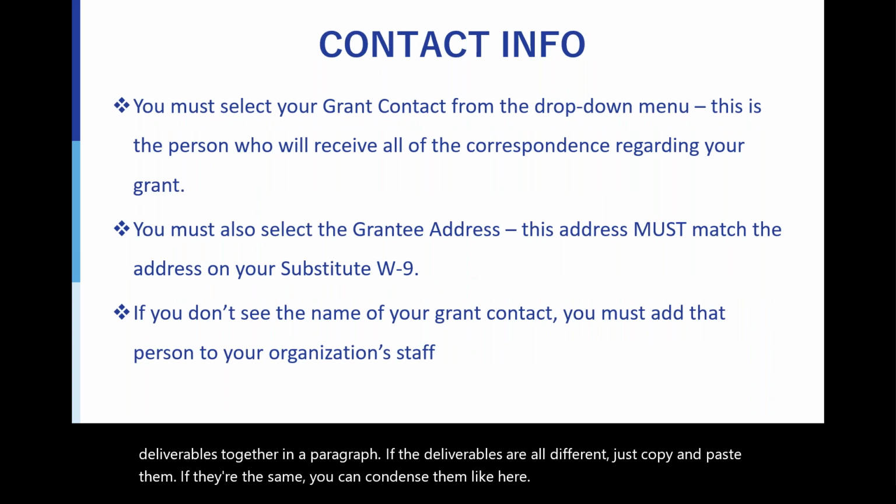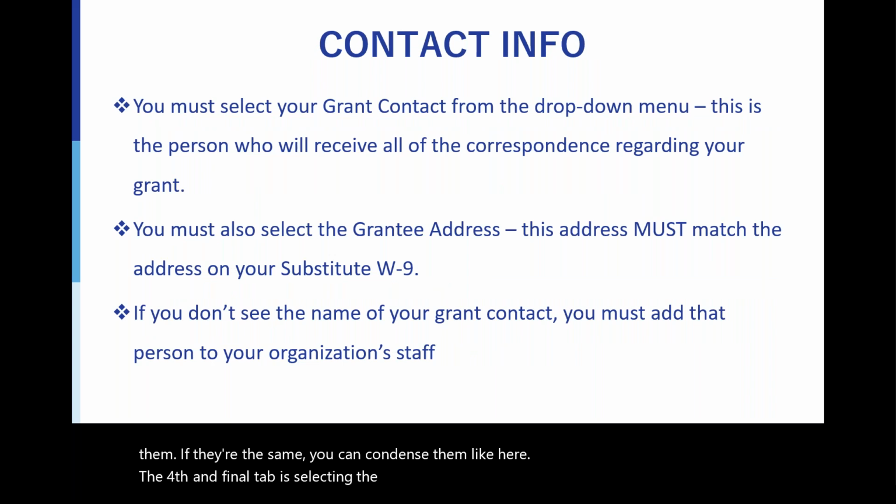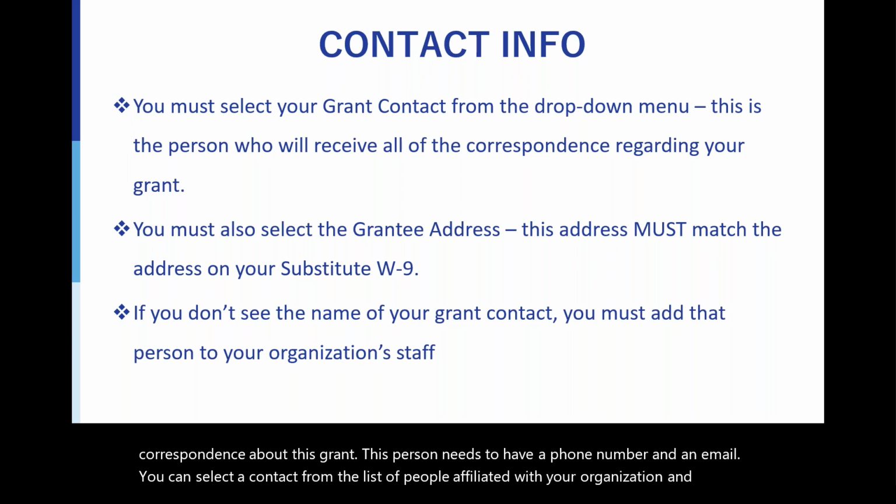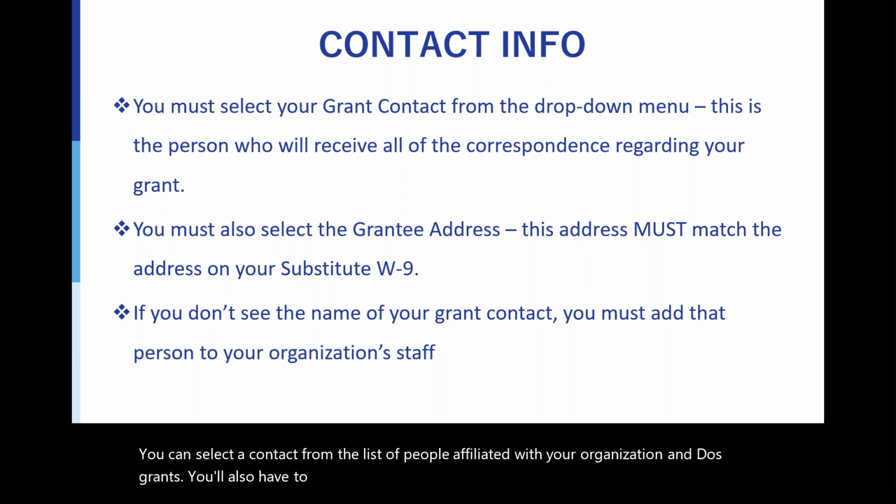The fourth and final tab is selecting a grant contact who will be responsible for all of the correspondence about this grant. This person needs to have a phone number and an email. You can select a contact from the list of people affiliated with your organization in DOS grants. You'll also have to select your address. Make sure this matches the address on your substitute W-9.